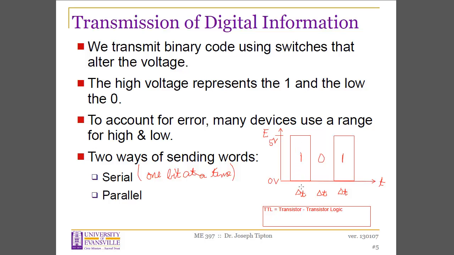But that's one way. Another way is to add multiple wires, and then you're sending across multiple pieces of information, like 8 bits at a time over 8 wires. And that method is actually called parallel transmission. So that would be multiple bits at a time. Okay, you have these two options.